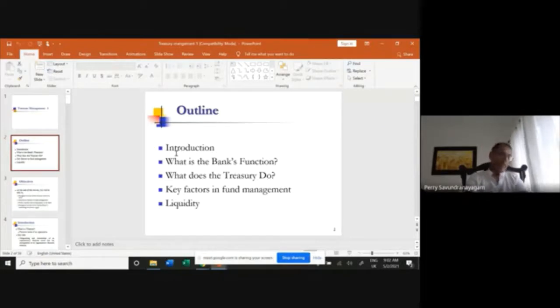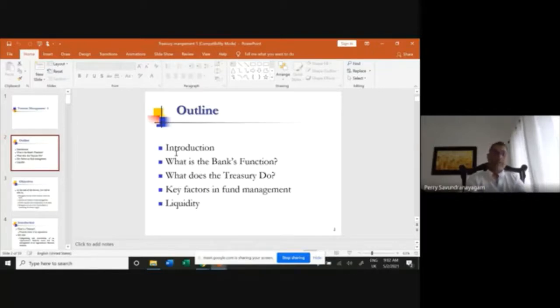Now, that liquidity does not necessarily have to be kept in cash. Of course, there is a percentage which is kept as reserves, but it does not mean that the whole quantum has to be kept in cash. It can be kept in cash equivalents and liquid assets.